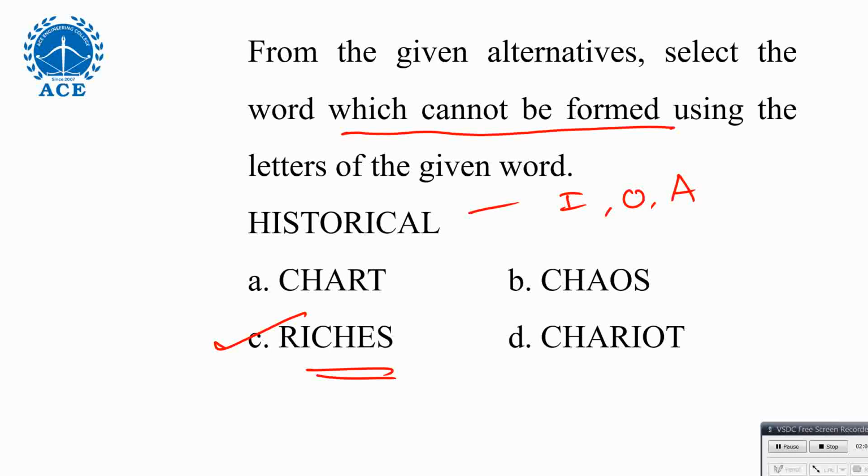Here with vowels, okay, but in some questions vowels match and everything fits. Then you think about "historical": I is there only 2 times. In one of the options they used I 3 times. Then wrong. Cannot be formed. You can do it like that.